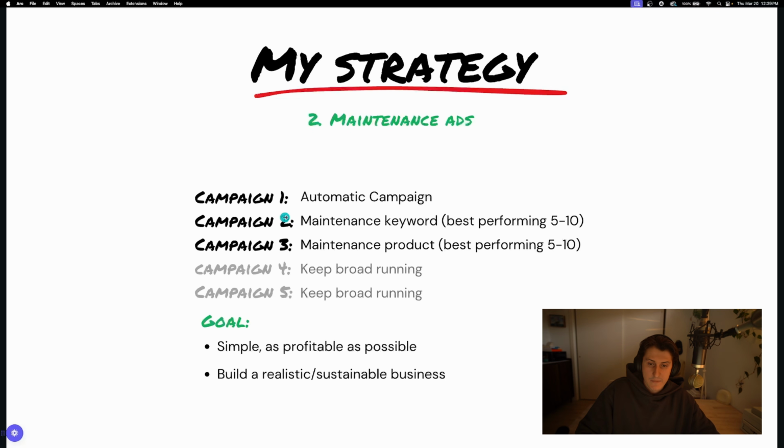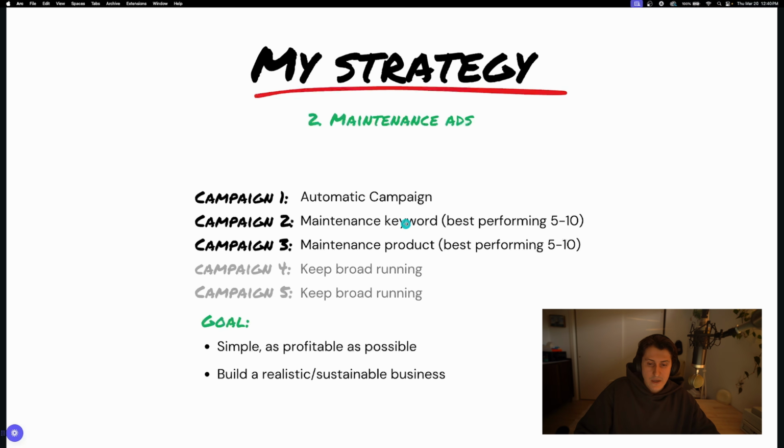From there, our second campaign will be our maintenance keyword campaign. So we're basically just mimicking the launch campaigns, but we're just going to be targeting different things. So basically what this is going to be is the best performing anywhere from 5 to 10 keywords from your launch campaign. And when it comes to our maintenance product campaign, same thing, the best performing products anywhere from 5 to 10 from that launch campaign.